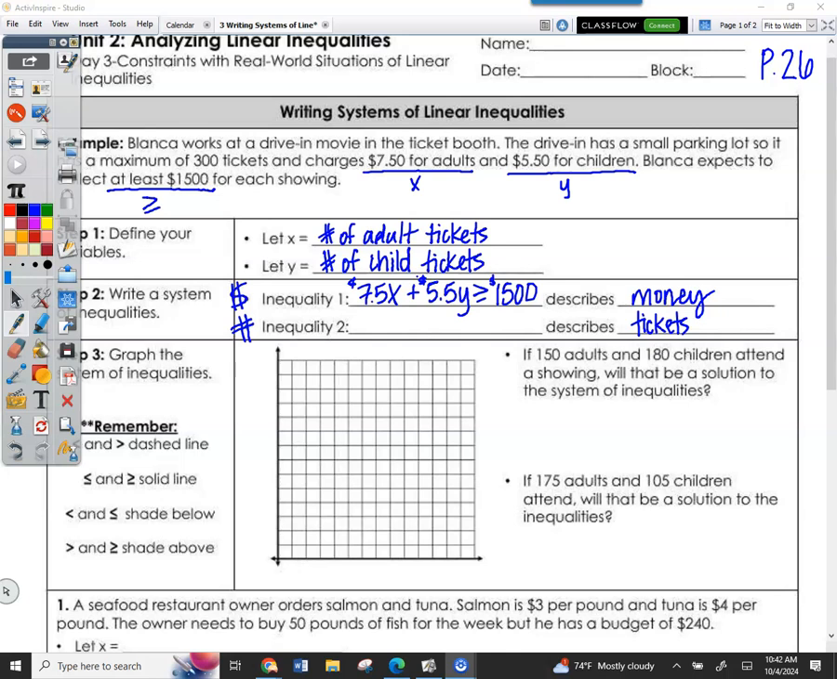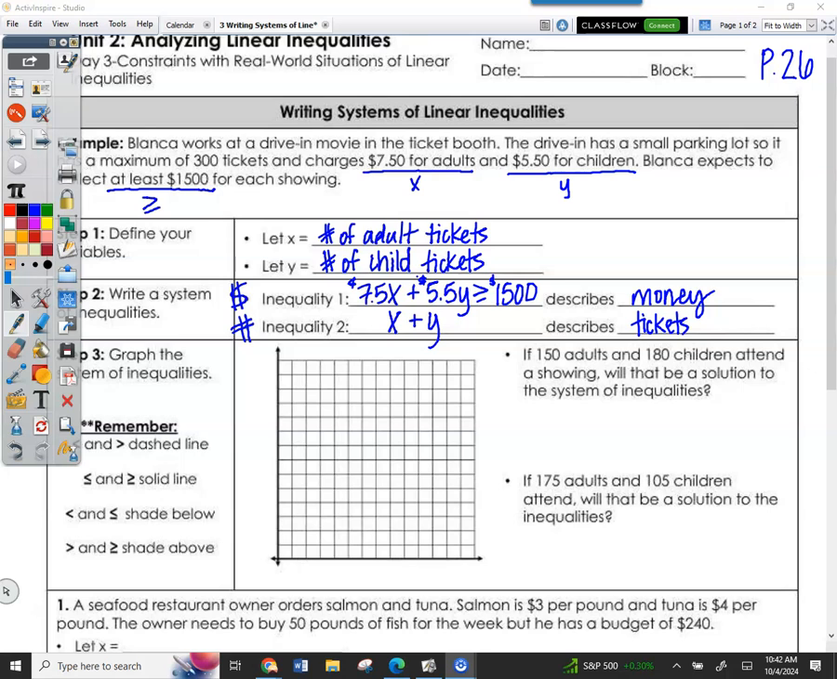All right, so what type of tickets do we have again? Adult and children. Okay, and what are our variables for adult? X, and what about Y? No, the variable for child ticket is Y. So we got X plus Y. If I was trying to count up how many tickets, it'd be X plus Y.